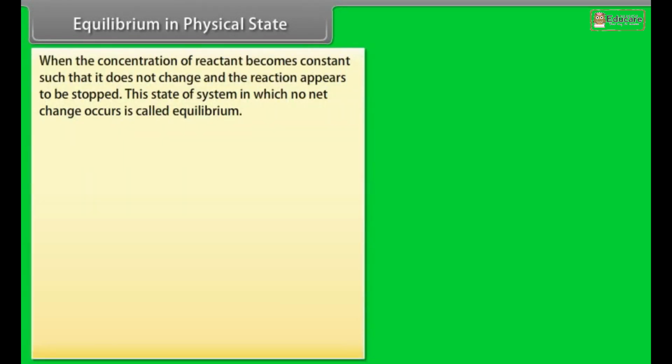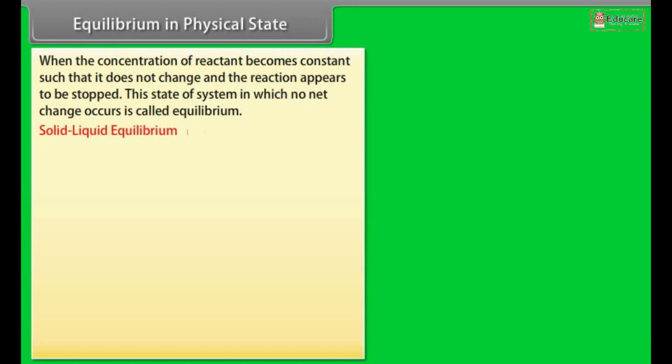Equilibrium in physical state. When the concentration of reactant becomes constant, such that it does not change and the reaction appears to be stopped. The state of system in which no net change occurs is called equilibrium.